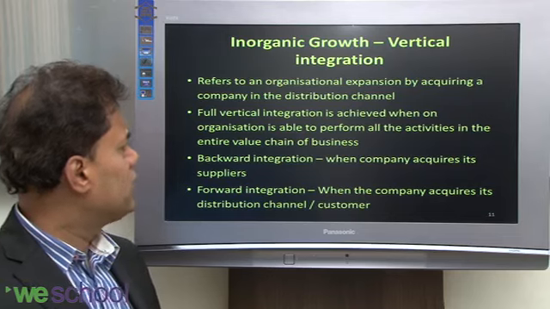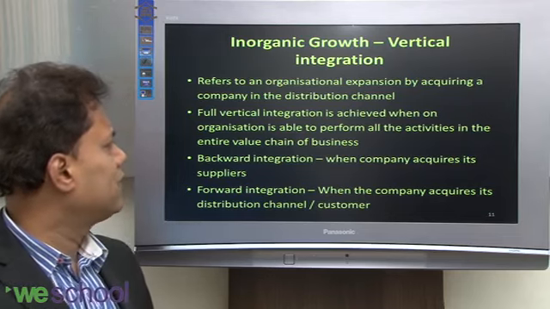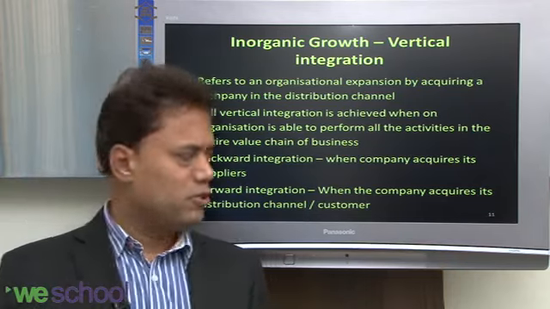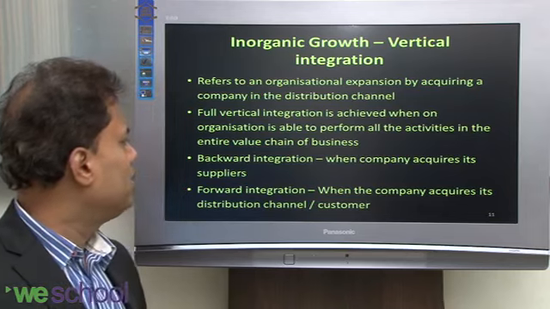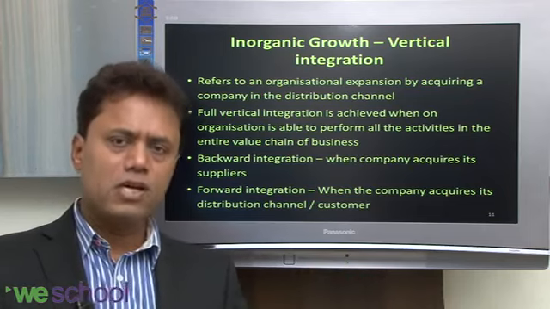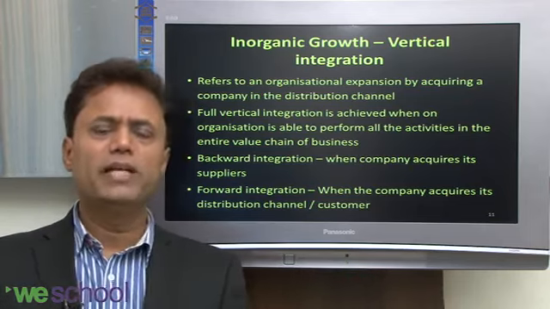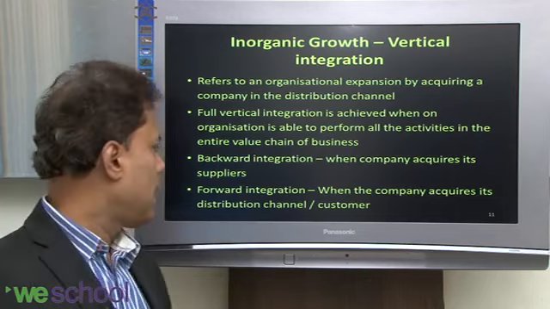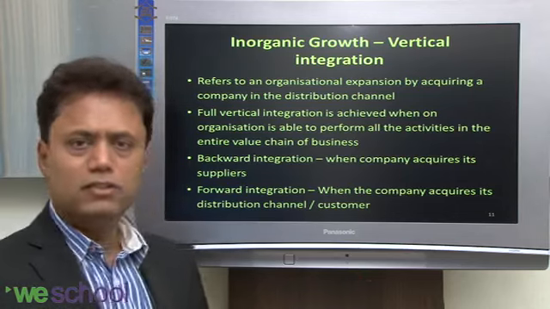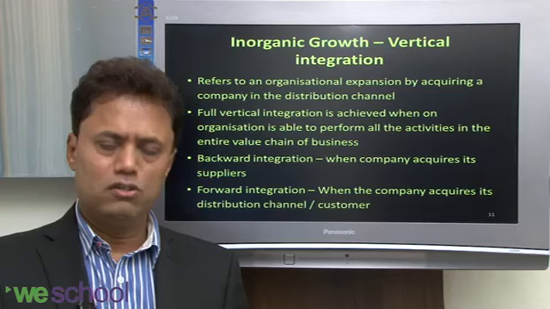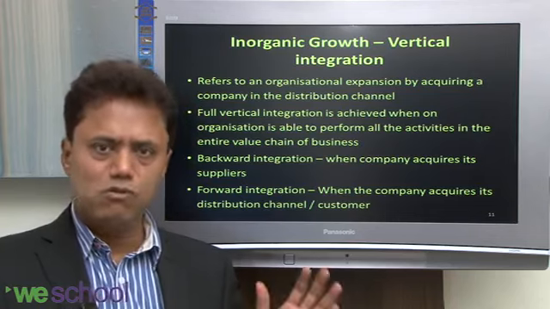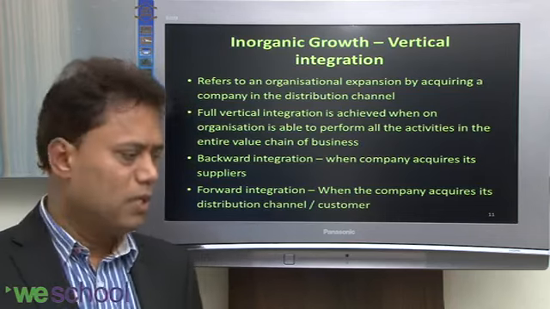Full vertical integration is achieved when an organization is able to perform all the activities in the entire value chain of the business, right from sourcing till distribution. Backward integration is when a company acquires its suppliers, the sourcing of raw materials. So it becomes a complementing strategy, a vertical integration. Forward integration is when you acquire a distribution company or a channel company, so you have a distribution into the market. You have a good core product that gets distributed easily into the market. So you can have a combined strategy, an overall strategy for the entire company, the entire group, the integrated entity.